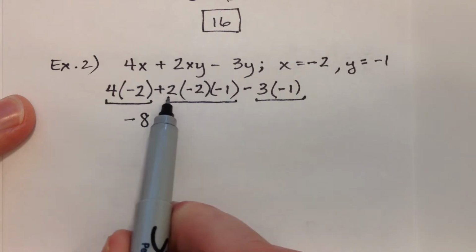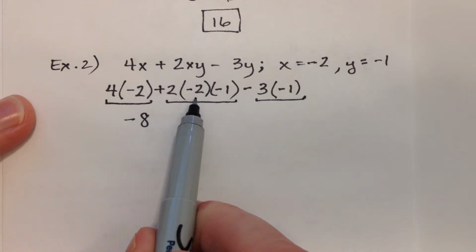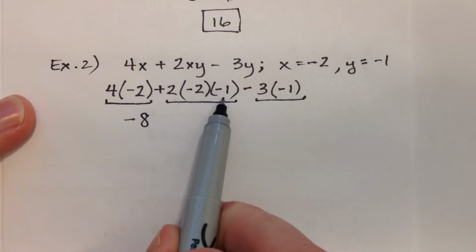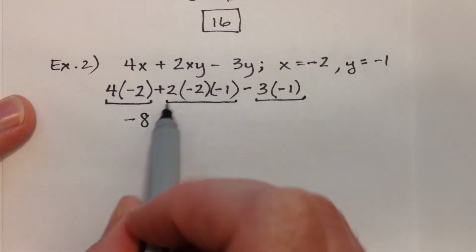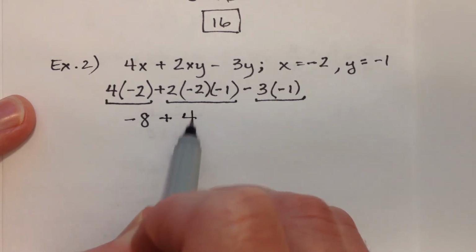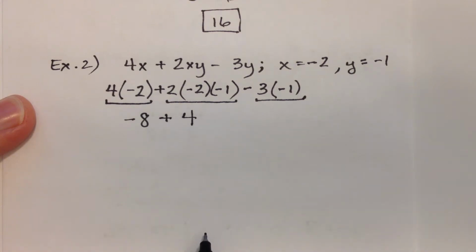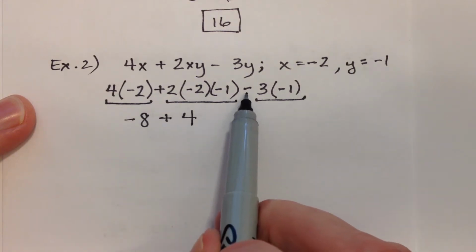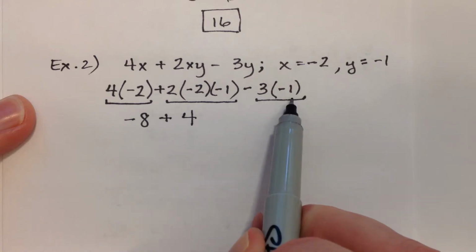So we'll do one at a time. 2 times negative 2 is negative 4. Negative 4 times negative 1 is positive 4. So it's going to be plus a positive 4, or just plus 4.